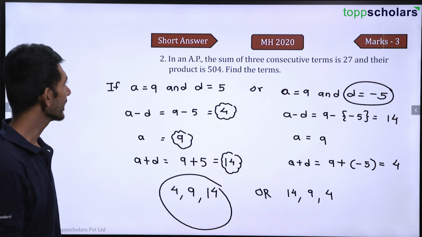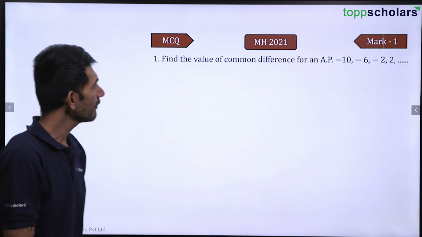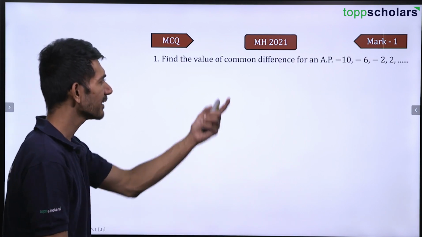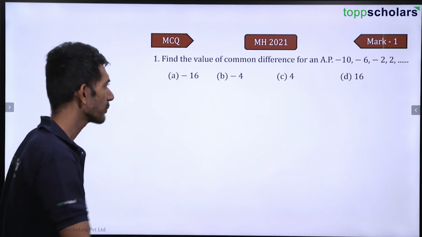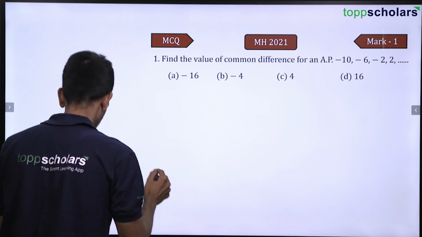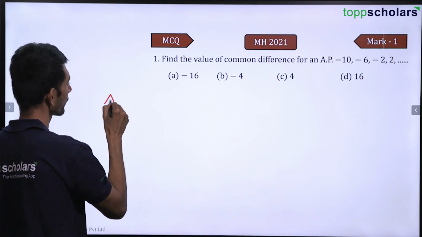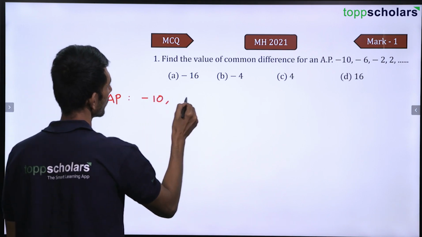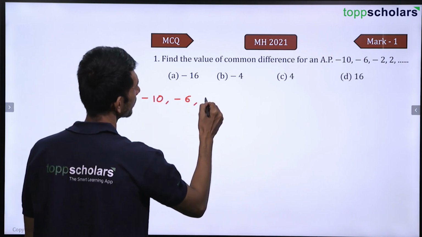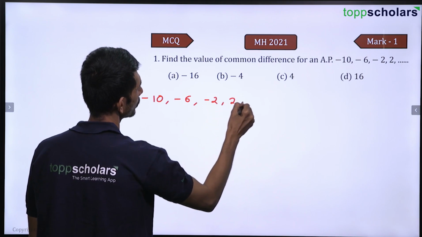Easy. Let's continue. Find the value of the common difference for an AP. It's a one marker, very simple. We are just supposed to find out the common difference. Okay, options are also given. So here the AP is given. What is the AP? AP is given -10, -6, -2, 2 and so on.